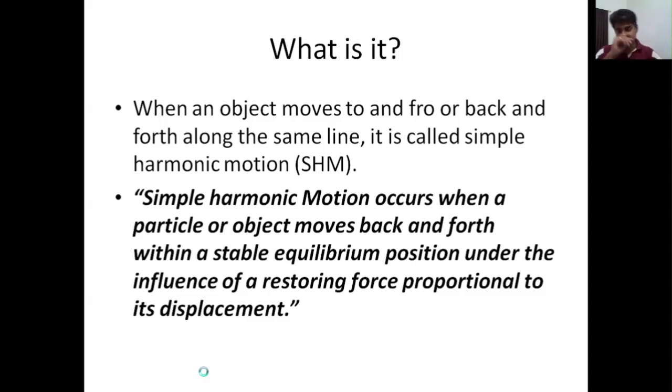So the definition is available here. Simple harmonic motion occurs when a particular object moves back and forth about a stable equilibrium position under the influence of a restoring force proportional to its displacement. A restoring force proportional to its displacement.